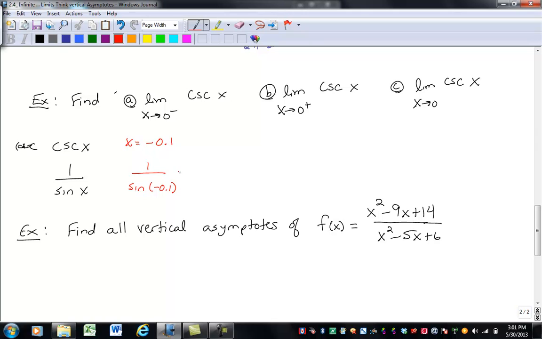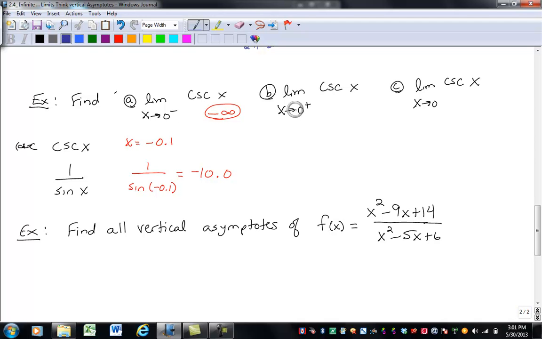And when I plug this into my calculator, I get negative 10.0. That's a negative number. And I know there's a vertical asymptote here, so it's either going to be plus or minus infinity. Since the y values are negative when we're to the left of 0, this has to be negative infinity when I plug it in.